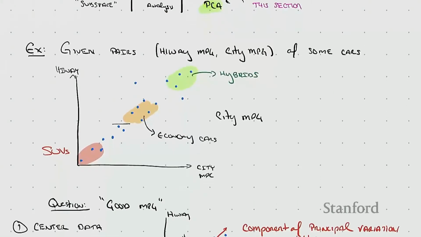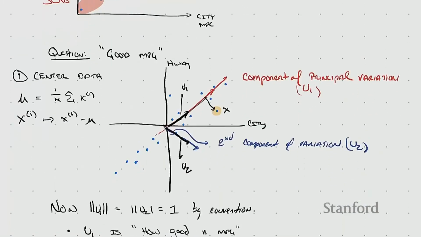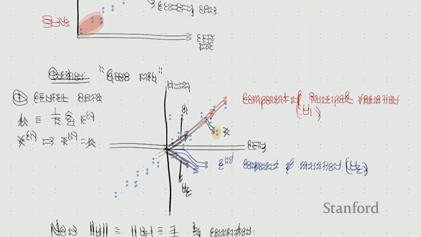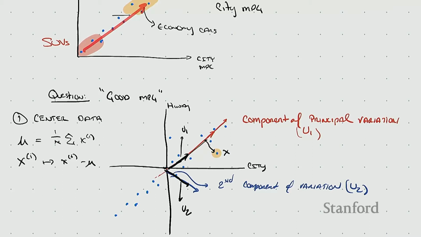We looked at this kind of contrived example where we had pairs of highway and city miles per gallon, and we were plotting cars. And we kind of intuitively would guess, like, there are hybrids up here, there are SUVs down here, and trucks maybe, and economy cars in the middle. And we wanted to understand what is a notion of good miles per gallon that took into account both highway and city. And this was a way of motivating effectively that what we wanted to do was to kind of draw a line along the direction that explained most of the variance. That was our intuition. Most of the ways that they varied inside the data set, that was descriptive.